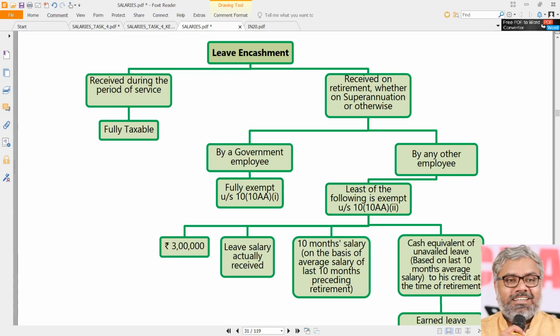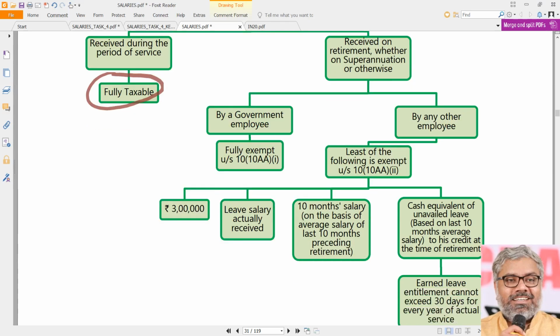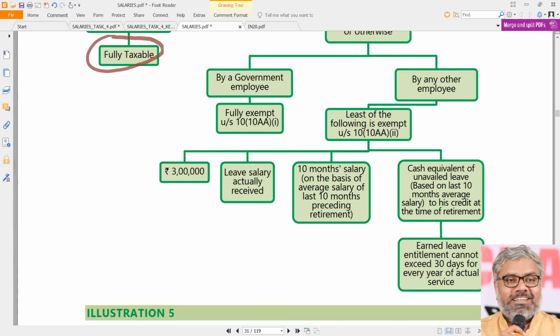So simply the summary of all the leave salary exemption can be seen in this table or flowchart type diagram. If leave salary or leave encashment is received during the period of service, simply that becomes fully taxable. There is nothing to be calculated, fully taxable. If it is received on retirement, then we have to check whether it is received by a government employee. If received by a government employee, naturally it is fully exempt. There is nothing for us to calculate. But if it is received by any employee other than a government employee, then we have to do these calculations.